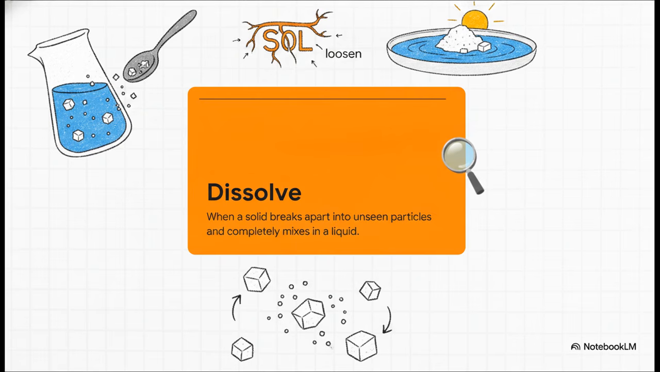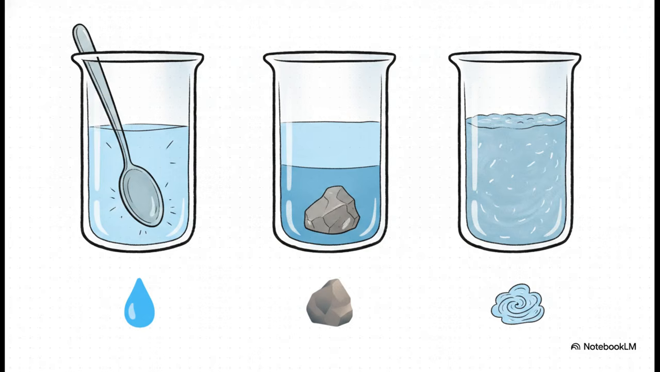The word dissolve has the root sol in it, which means to loosen. The solid substance is literally loosening its particles away from each other until they're so incredibly tiny that we can't see them with the naked eye anymore. They just mix completely into the liquid. And this brilliantly illustrates our next set of properties: solubility.